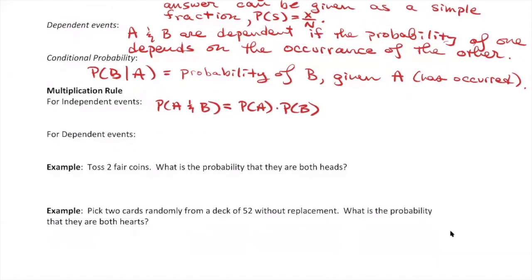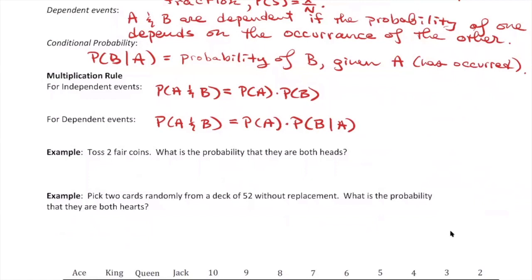For dependent events, you just have to assume that they're both happening. So the probability of A and B means both A and B are happening. So you would just use the multiplication rule, probability of A, but then when you do the probability of B, these are dependent events. So the probability of B depends on whether A is happening or not. But A and B means they're both happening. So when you do the probability of B, you should assume that A is also happening because we need them both to happen for this event to occur. So you do the probability of A times the probability of B given A.